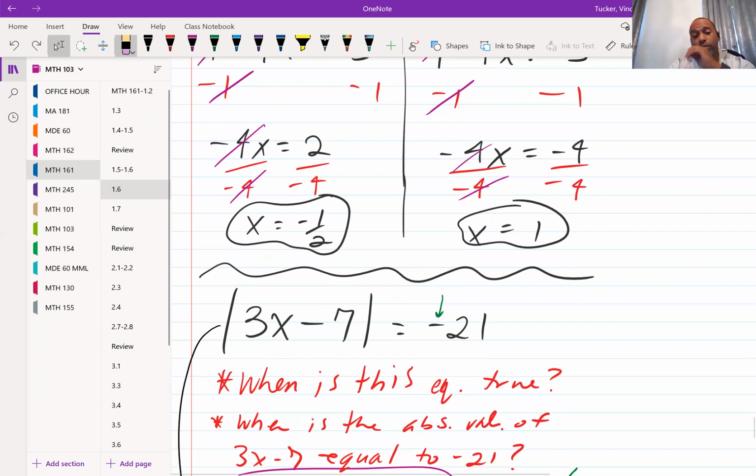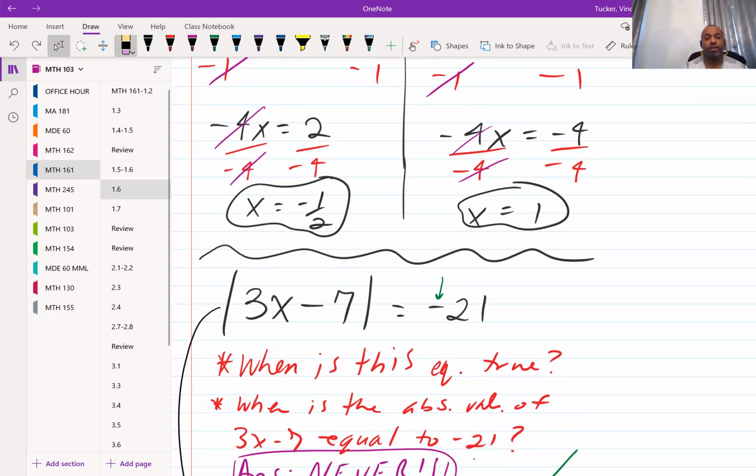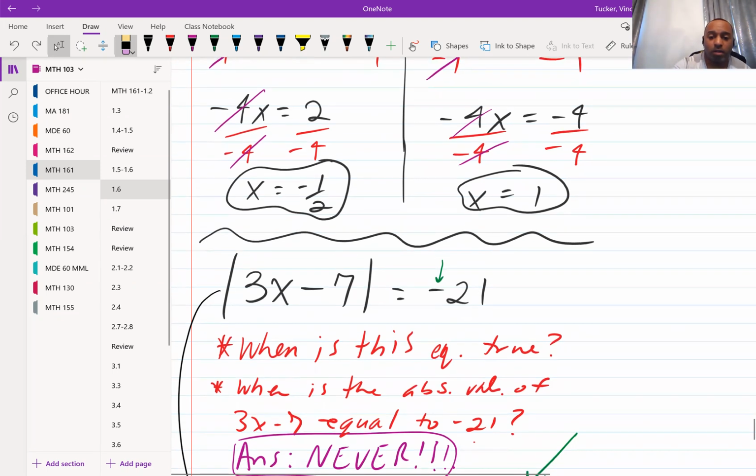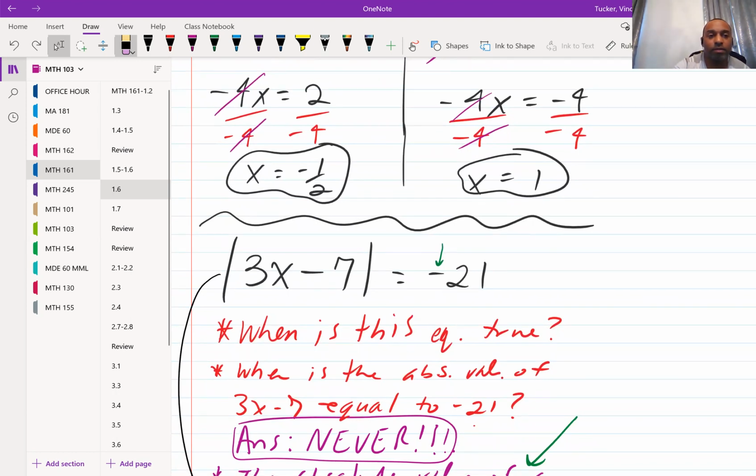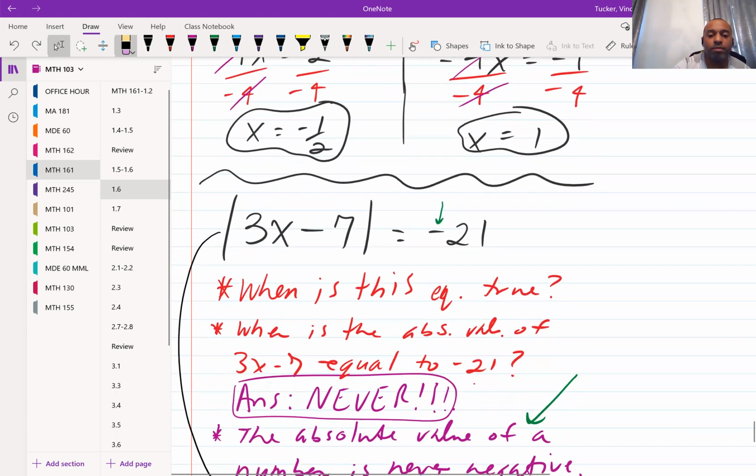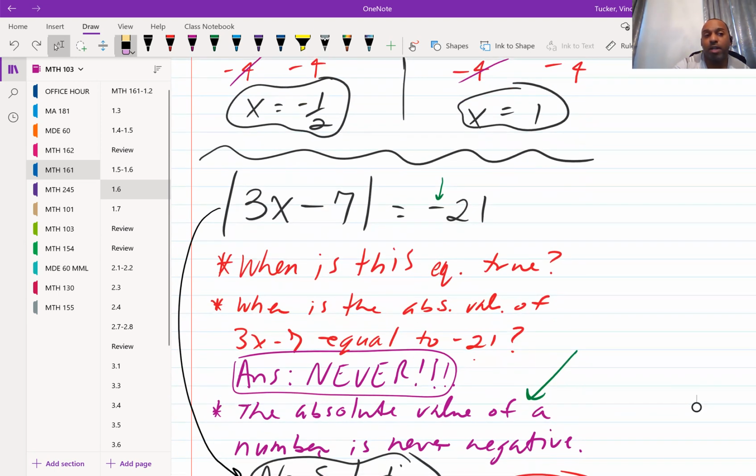Remember when you're talking about solving an equation, you want to know, when is this equation true? What value of x can you plug into the equation to make it true? So you can also ask yourself, since we're dealing with absolute value, when is the absolute value of 3x minus 7 equal to negative 21? Well, the answer is never. That's because the absolute value of a number is never negative. So don't forget, whenever you take an absolute value of something, the result will always be positive.